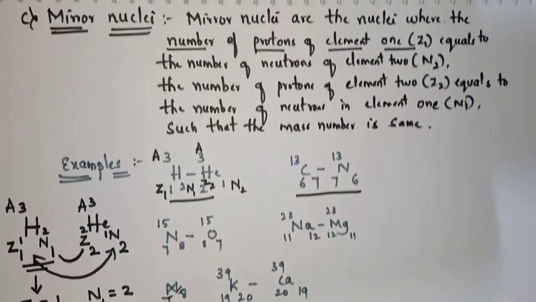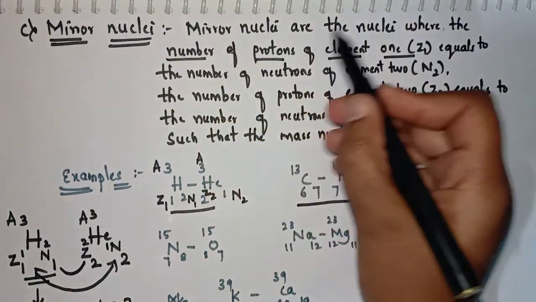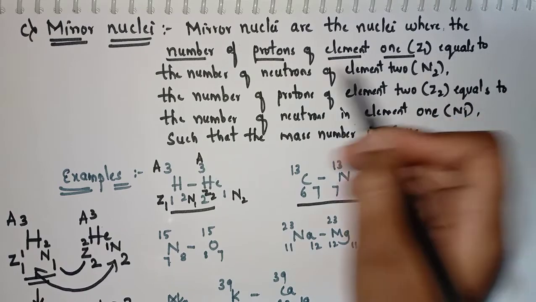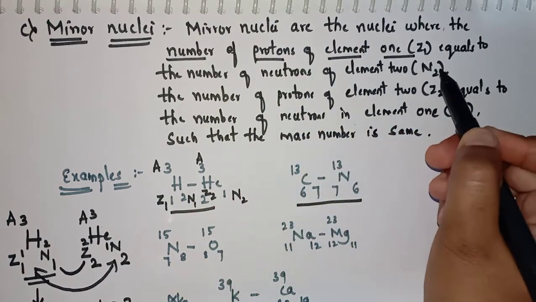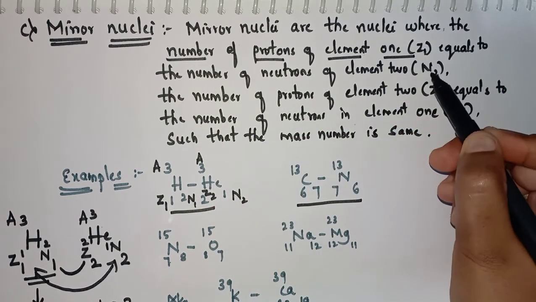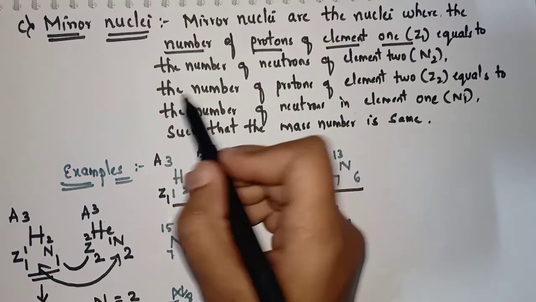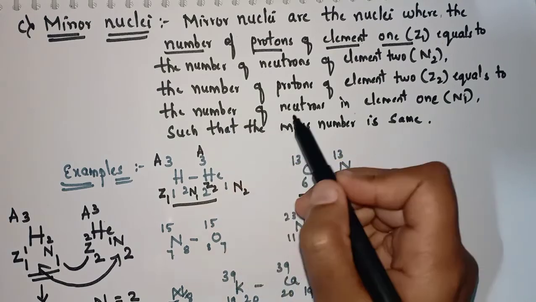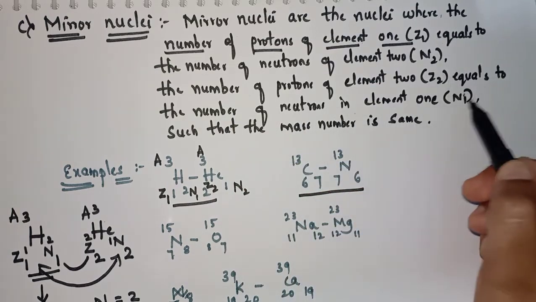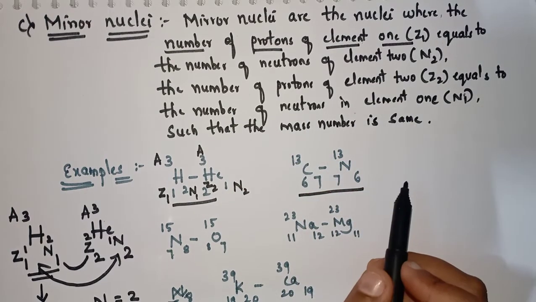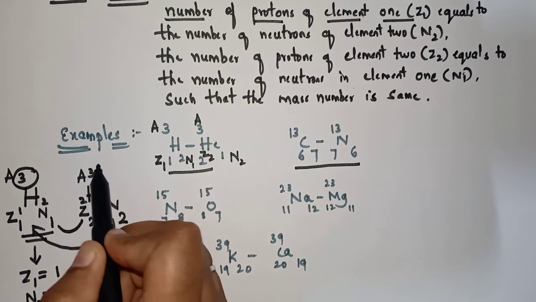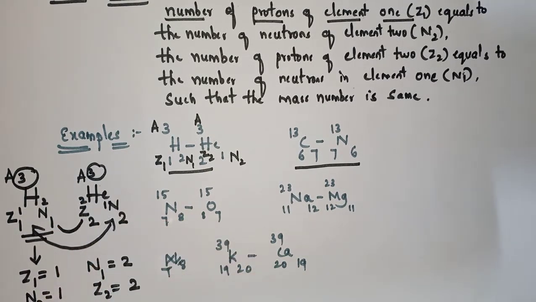Now see the definition. Mirror nuclei are the nuclei where the number of protons of element 1, that is Z1, is equal to the number of neutrons of element 2, that is N2, and the number of protons of element 2, that is Z2, is equal to the number of neutrons in element 1, that is N1. Here you can observe that they should have the same mass number. Such types of nuclei come under the mirror nuclei.